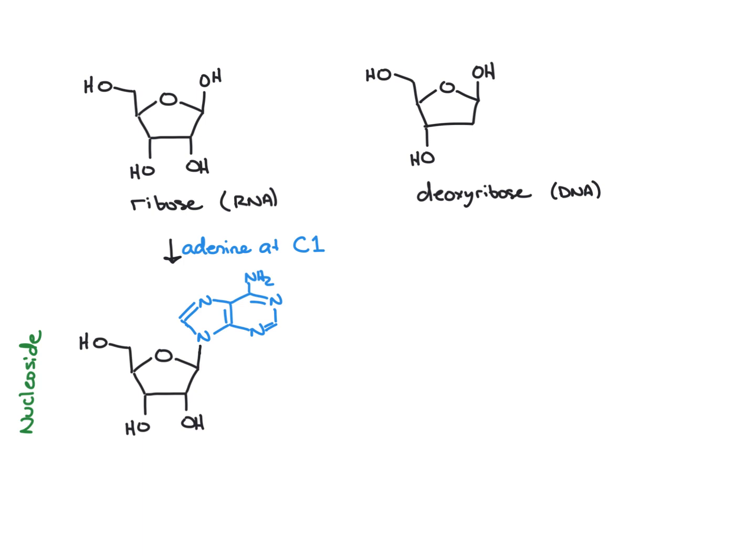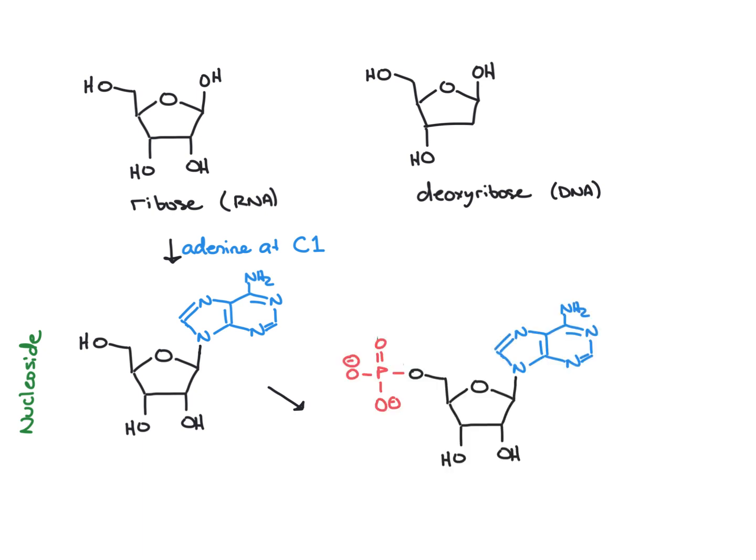The second place that gets modified is then this oxygen, the CH2OH over here on the left. What we do is we add a phosphate group to the oxygen. So let's draw that out. Now, once we've added the phosphate, the PO3 group, now we've gone from a nucleoside to a nucleotide.